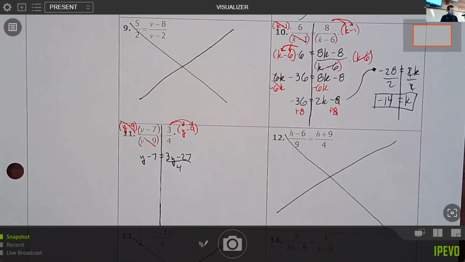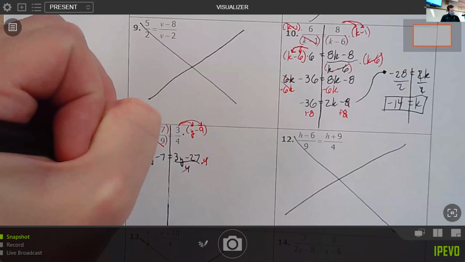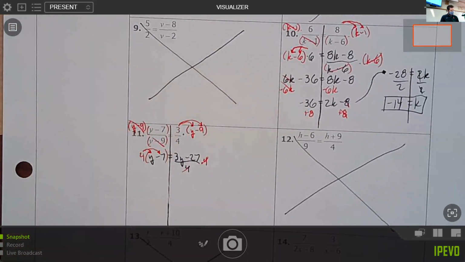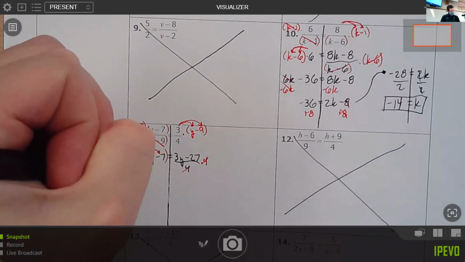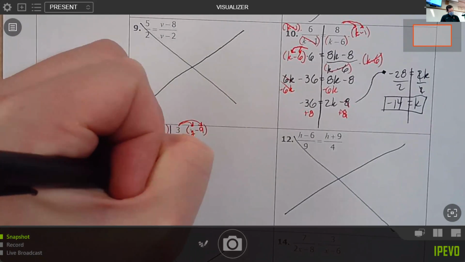Now we multiply both sides by the right denominator. So times 4, those cancel. Times 4 on the left. Distribute the 4. That's 4y minus 28 equals 3y minus 27.